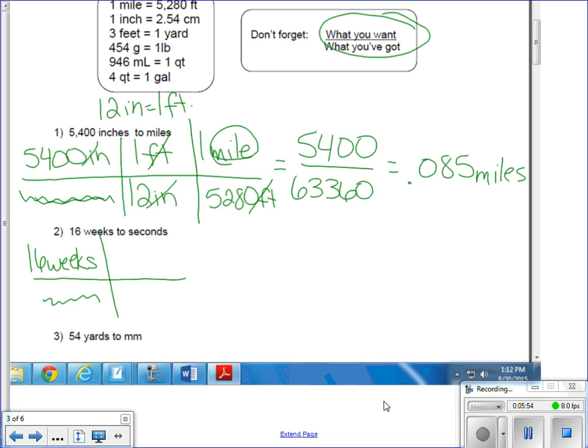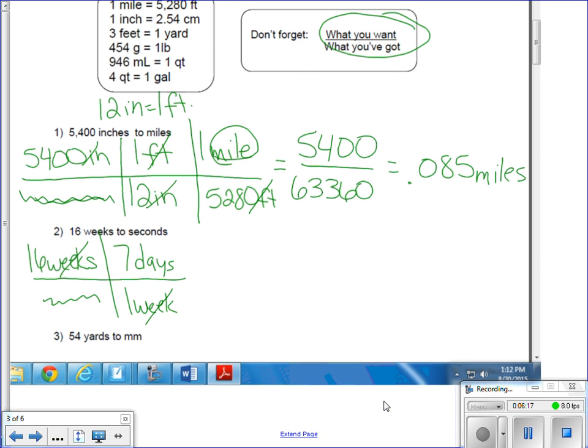So we can say in 1 week, there are 7 days. I put my week on bottom because I want it to cancel. I don't want weeks squared. If I put weeks on top, I would multiply them, and that would be weeks squared. I want them to cancel out, so I put one on top and one on bottom.